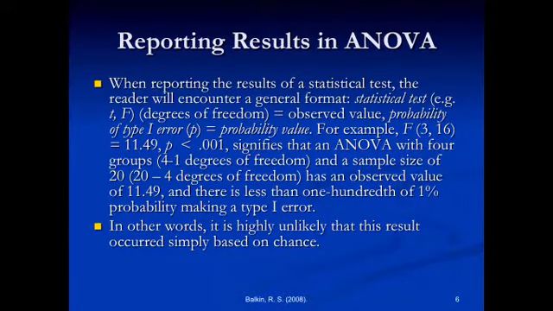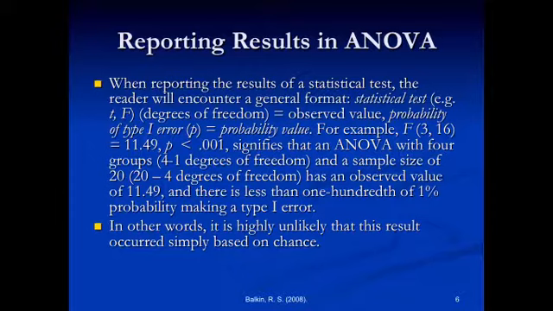So a good format to use is to report your statistical test, which includes whether it is a t-test, an F-test, a chi-square; report your degrees of freedom, your observed value, and your p-value. For example, F(3, 16) = 11.49. That's your F-test, your degrees of freedom between, your degrees of freedom within, and your observed value. And then your p-value. P was less than 0.001.